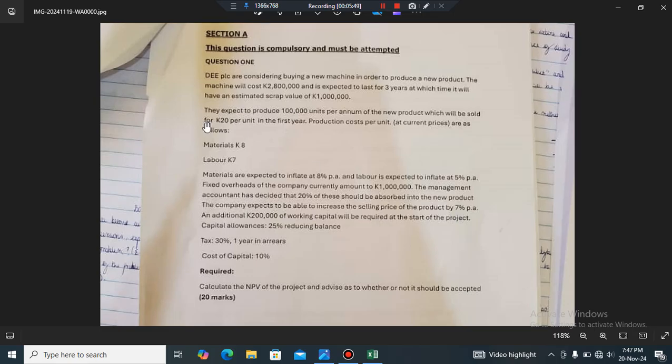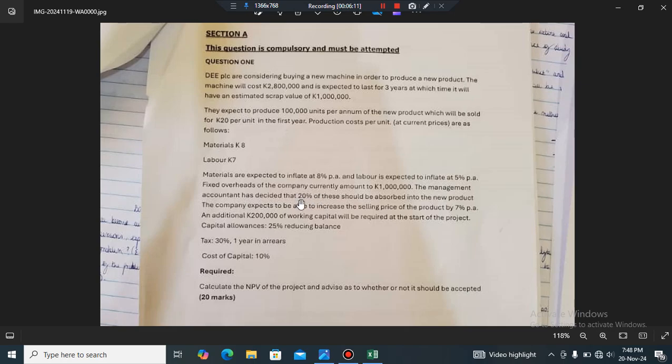Now, this price that we've been given for the product, it's in the first year. So if the price is in the first year, this inflation of 7% is going to begin in the second year until the third year. The other issue that we have here, we've got the absorbed overheads.